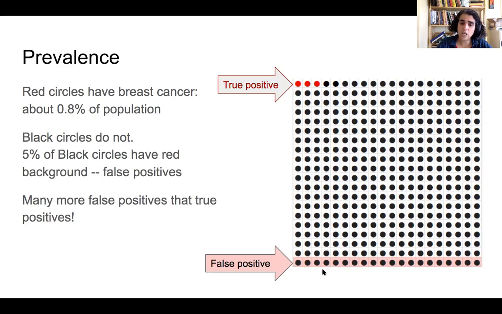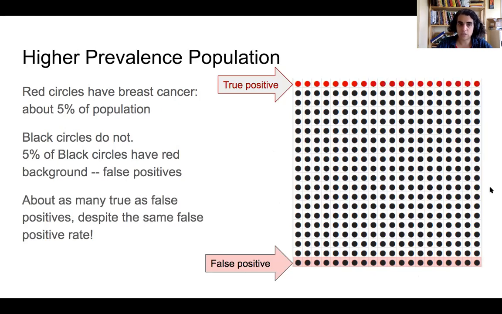So you see that we have many more false positives than true positives, even though only 5% of the healthy people accidentally tested positive. Okay, what if we tested a different group? What if we tested a group of people where 5% of them had breast cancer instead of 0.8%? So what if we tested a higher prevalence population?